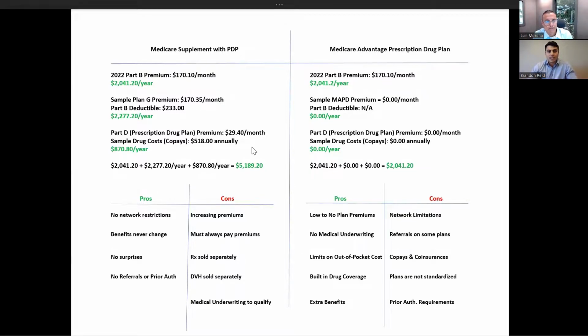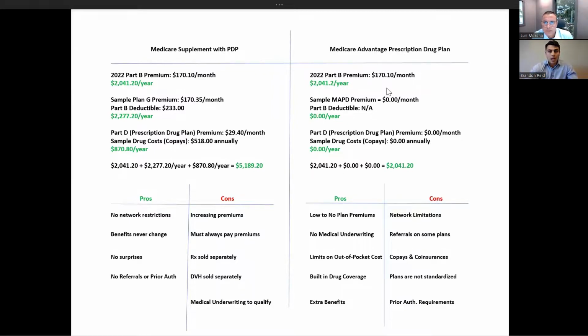And then on the prescription drug side, I believe it was a Humana Walmart plan we were looking at. This was the most cost efficient, the most affordable prescription drug plan for this member. But he still had annually $518 in copays and coinsurances on the drug side. So he's paying out of pocket at a higher rate than he would be on a Medicare Advantage plan. We total all this up and we can see an annual premium, drug costs and Part B deductible included, of $5,189.20.